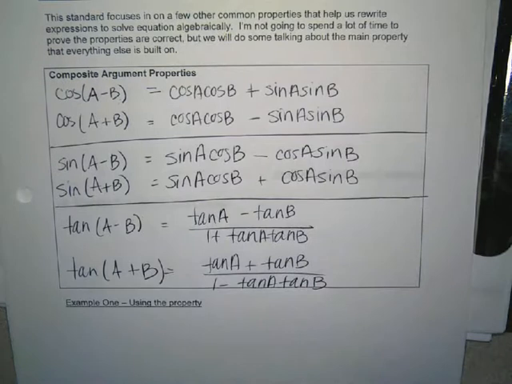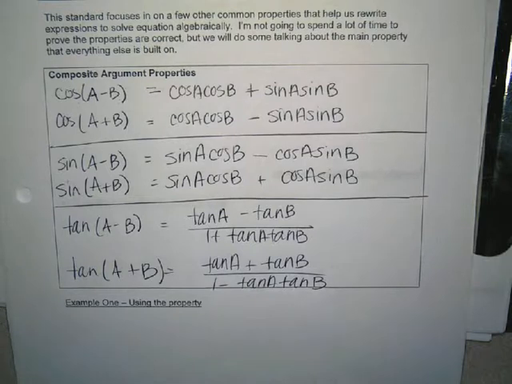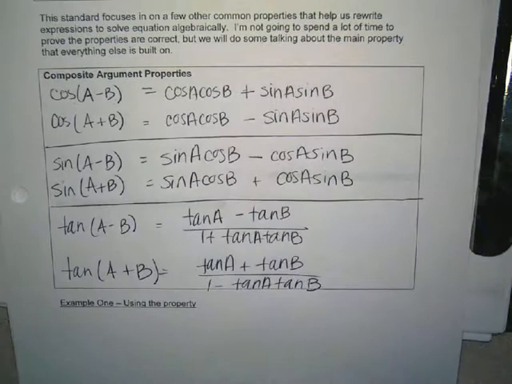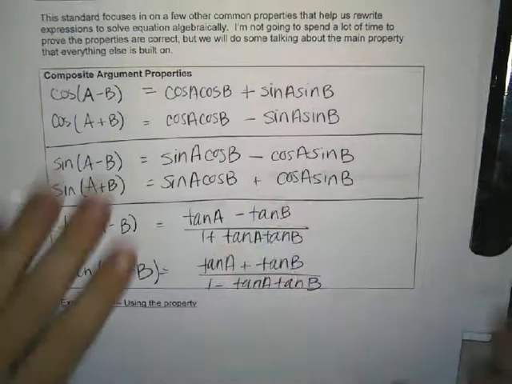Okay, so these are the properties we're going to use. When we go to use them in the following examples, you're going to be looking for situations where you can either go this direction or go backwards, because they can go either way. The first one we're going to look at is actually using the property to solve.